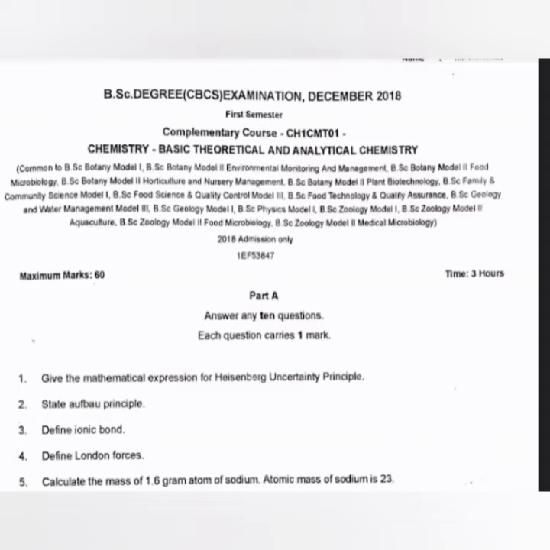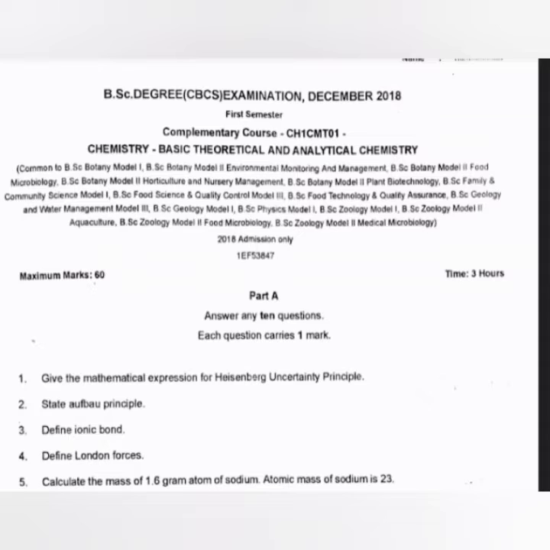December 2018. Part A. 1. Give the mathematical expression for Heisenberg uncertainty principle. 2. State Bohr principle. 3. Define ionic bond. 4.